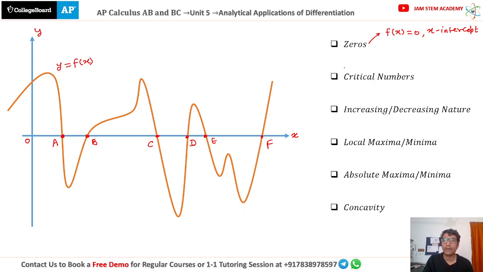Next one is the critical number. For finding the critical number, first you need to find the derivative. So find f prime of x and put it equal to 0. Those x values you get from here, for which f prime x equals 0, give you the critical numbers. Or also where f prime x is not defined. At those points also we get critical numbers.